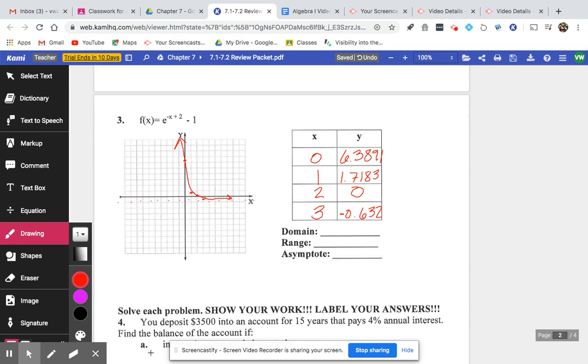Domain, what I can't plug in. Can I not plug in anything? Nope, I can plug in just about anything. -infinity to infinity. Range, I'm going to say at -1. -1's my lowest to infinity without ever actually touching -1. So y equals -1 would have to be my asymptote.